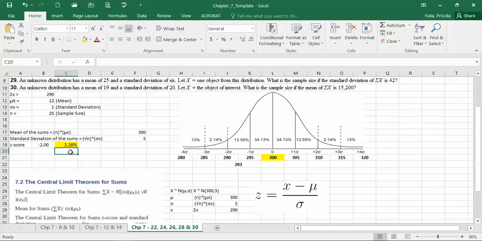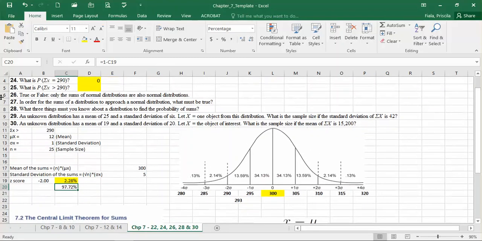So you would do 1 minus my 2.28, which would be 97.72. So if you would have to answer a value greater than, then your probability would be 97.72. Okay, now it's going to be quick answers.